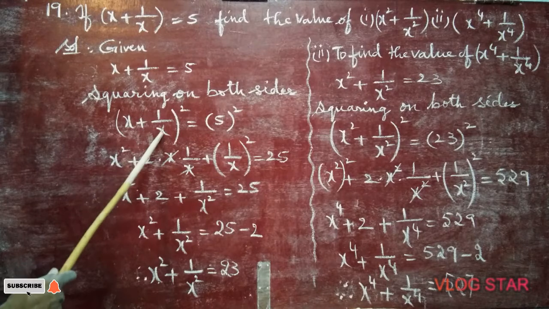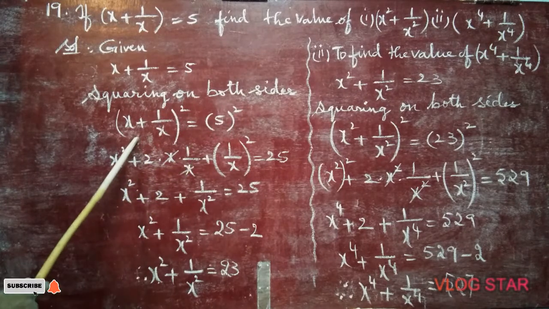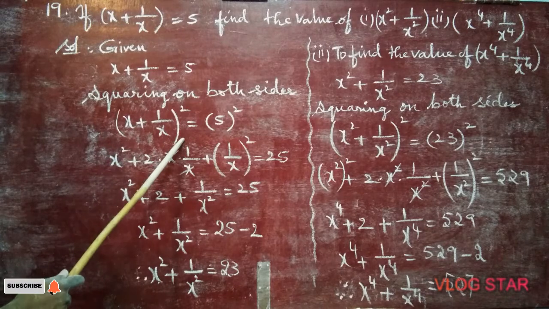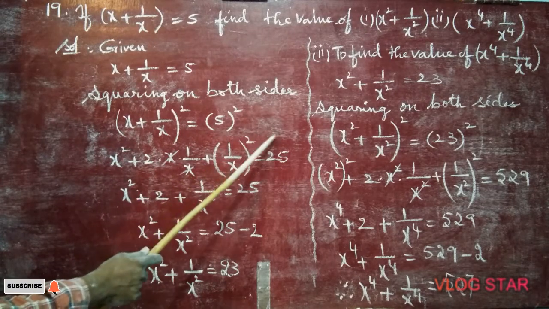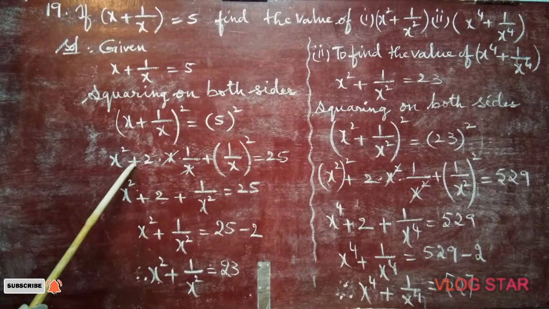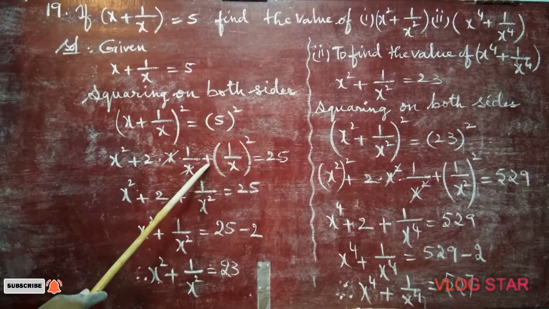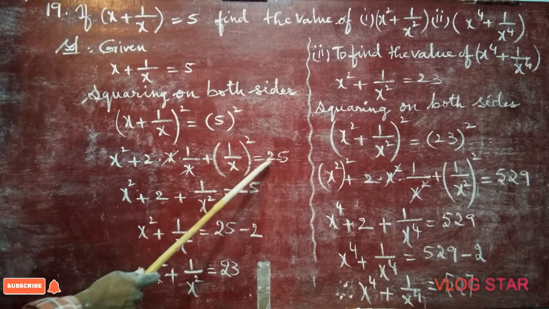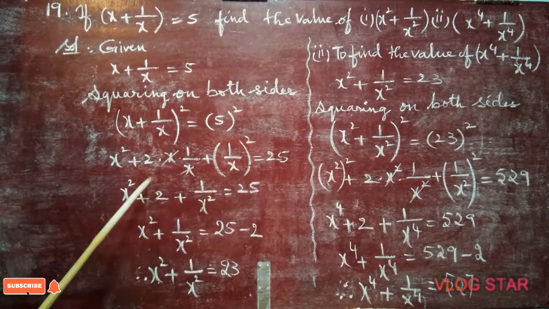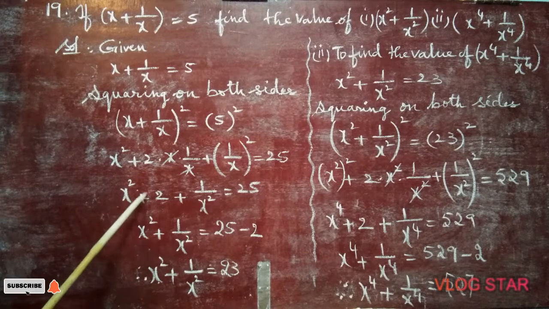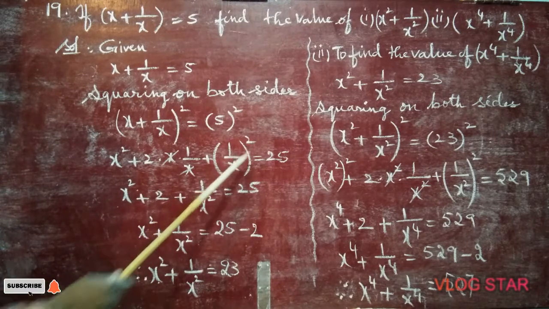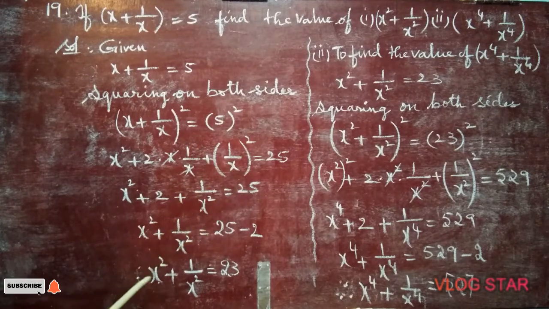So (x + 1/x)² = 5². It is in the form of (a + b)² = a² + 2ab + b². You have to write the formula, you have to mention it compulsorily. Now x² + 2 · x · 1/x + (1/x)² = 25. Numerator x and denominator x cancel one time. So x² + 2 + 1/x²: 1 square means 1, = 25.